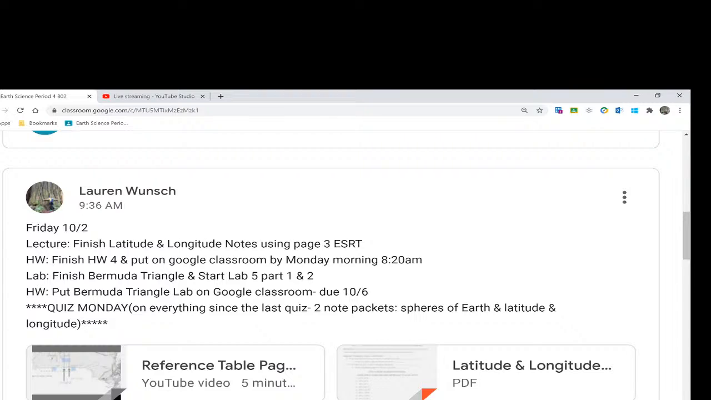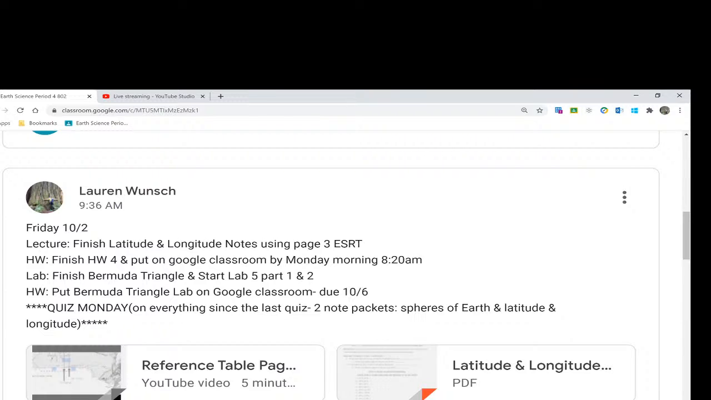Today you were going to have a quiz. I moved it to Monday a little bit to give us more time in class to cover the topics we need to cover. So today in class we're finishing our notes. By the end of today you should understand how to do latitude and longitude using 3 pages of your reference table, as well as just in general things about latitude and longitude.